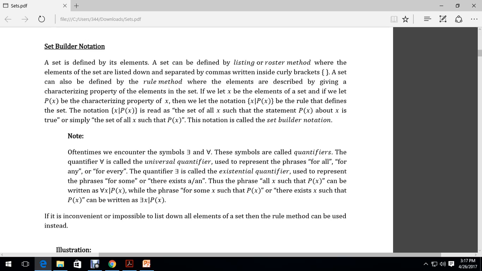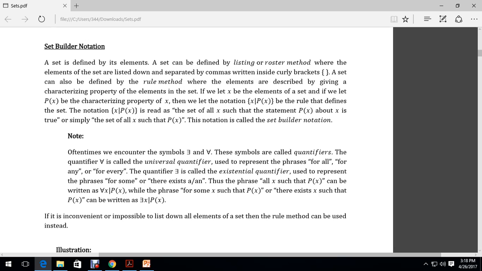If, for example, we let x be the elements of a set, and we let P of x be the characterizing property of x, then we let the notation, this symbol here, be the rule that defines the set. This symbol here is read as the set of all x such that the statement P of x about x is true, or simply the set of all x such that P of x. This notation is what we call the set builder notation. Again, the set builder notation can be used to define a set by either listing, or the roster method, or by a rule, or what we call the rule method.